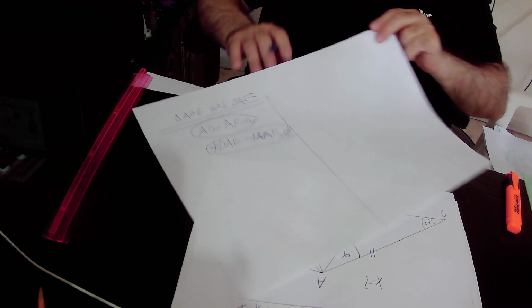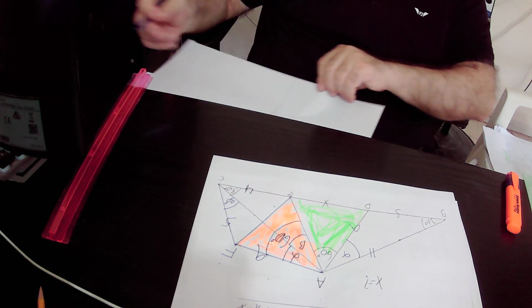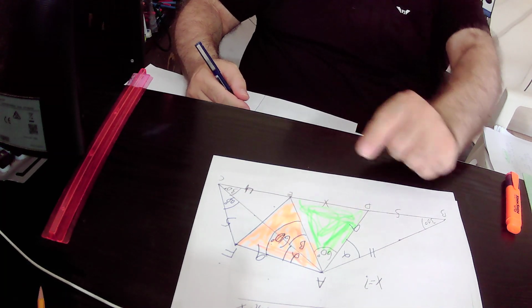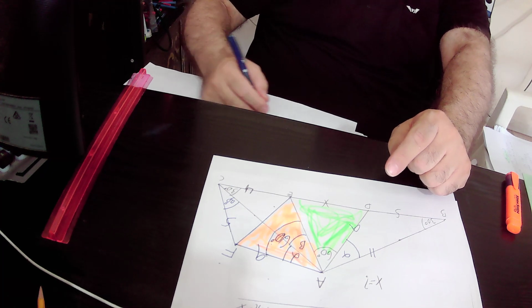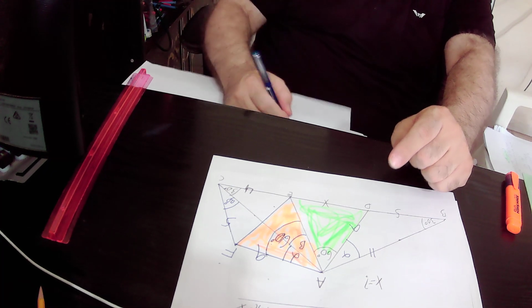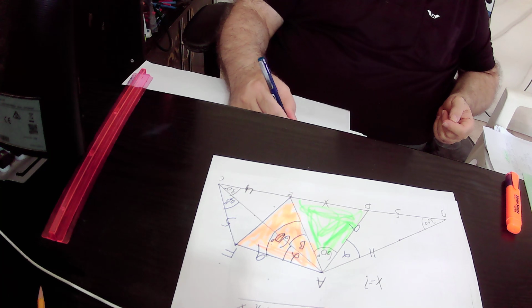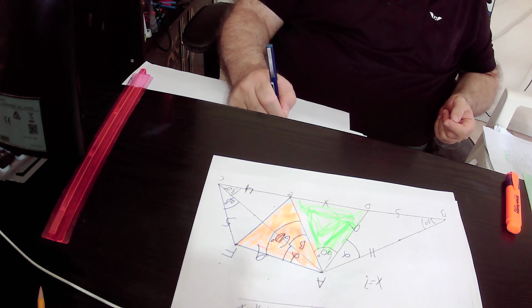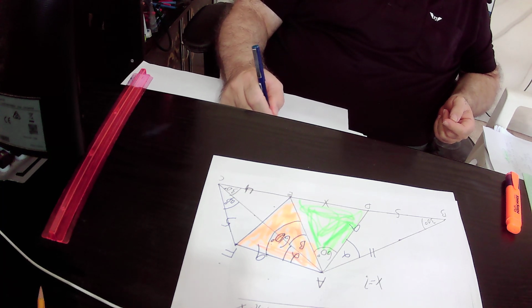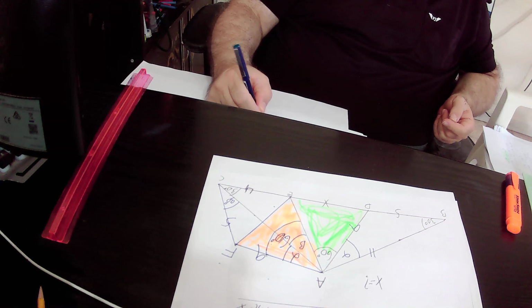And finally, side AE is a common side that belongs to both triangles, so side AE equals itself. AE equals AE is a common side that belongs to both triangles.